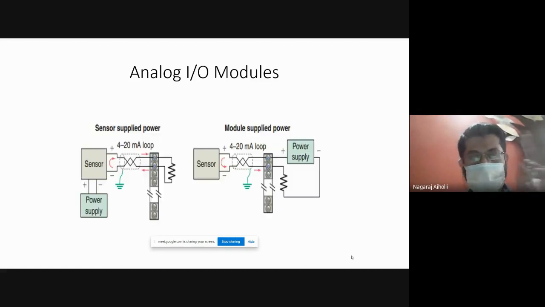Next, moving on, we have analog I/O modules. These are the two types of analog I/O modules that we come across. One is called sensor supplied power, another is called module supplied power. If you look at these figures, in the sensor supplied power, this is an input sensor, and it is applied with some power supply to energize this sensor.